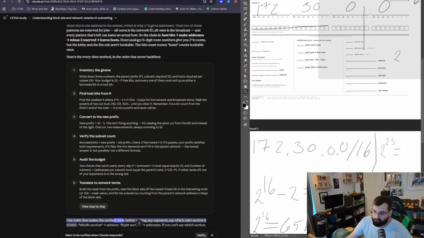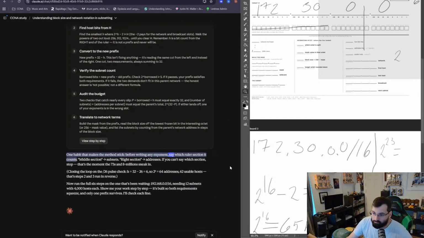One habit that makes the method stick. Before writing any exponent, say which ruler section it counts. Middle section, subnets. Right section, addresses. If you can't say which section, stop. That's the moment the 73s and 8 millions sneak in.